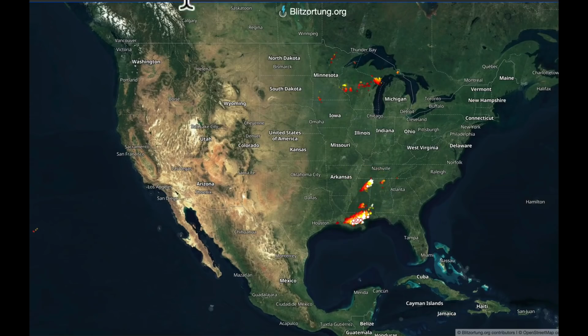We still were dealing with quite a bit of severe storms. You can see here, this is from Blitzortung, one of my favorite sites, showing you where the lightning is in parts of southern Mississippi. Also some storms in northern Mississippi too. And there were some lightning strikes here in parts of the upper Midwest.